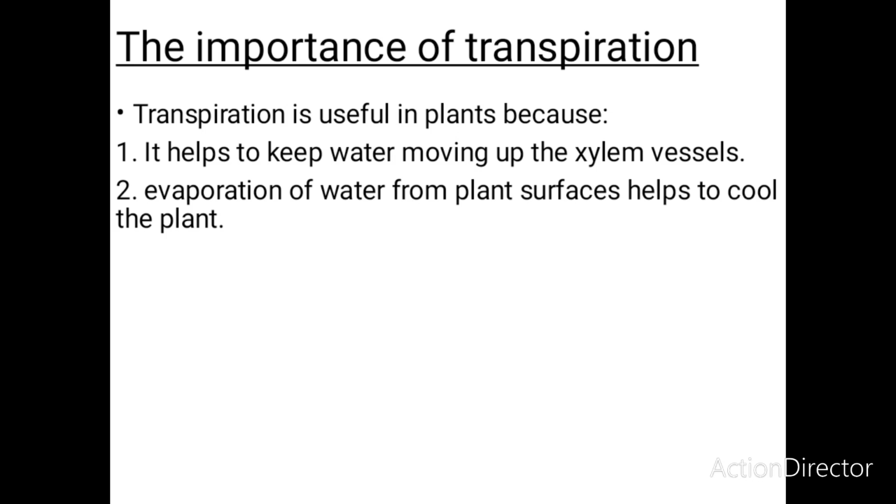Transpiration is useful in plants. This is because it creates the transpiration stream, which helps to keep water moving up the xylem vessels. And evaporation of water from plant surfaces helps to cool the plant.